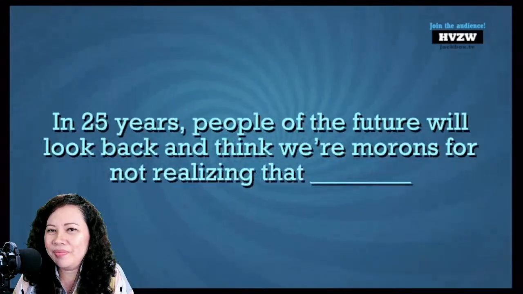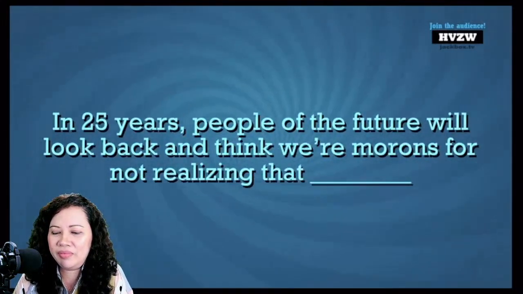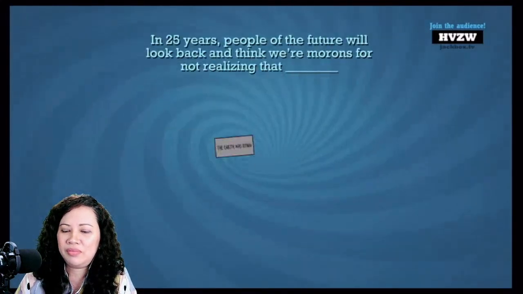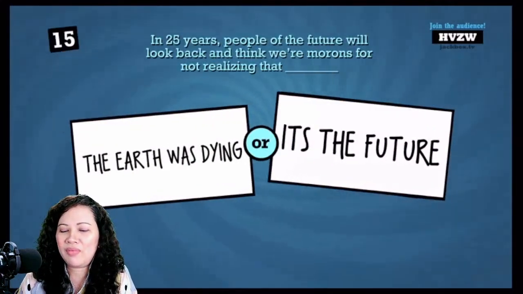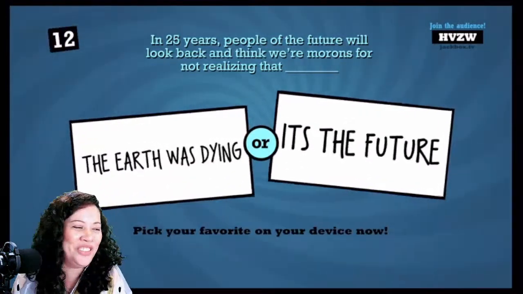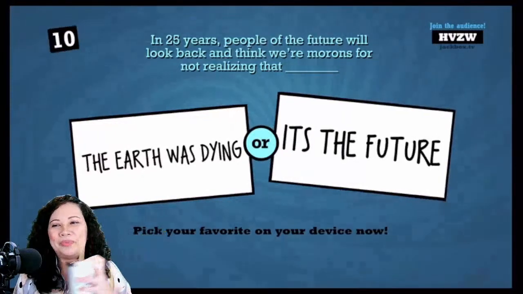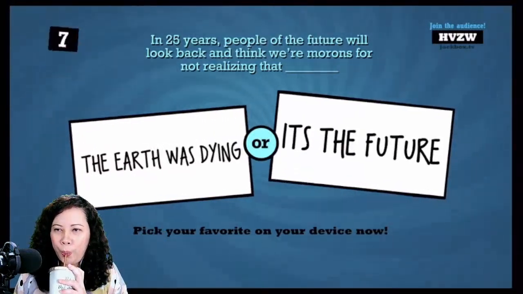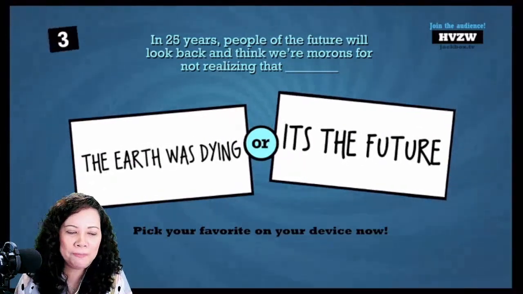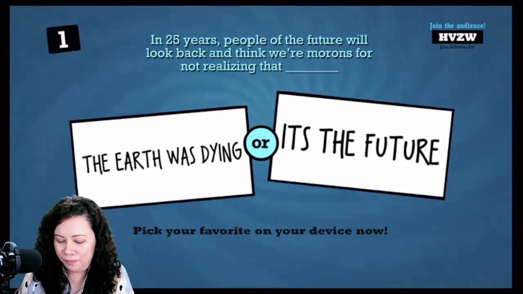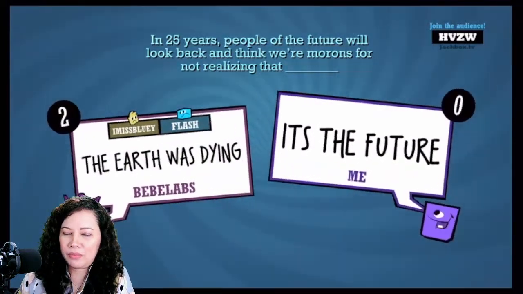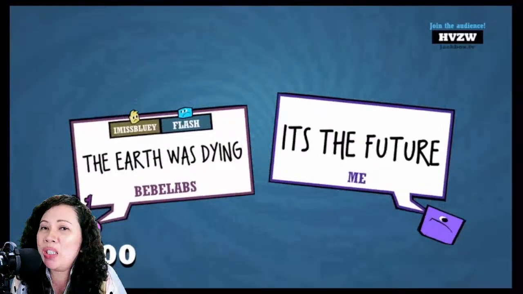Next in line, in 25 years, people of the future will look back and think we're morons for not realizing that blank. Okay, vote. The earth was dying. It's the future. Why is Baby Lumps with a crown?